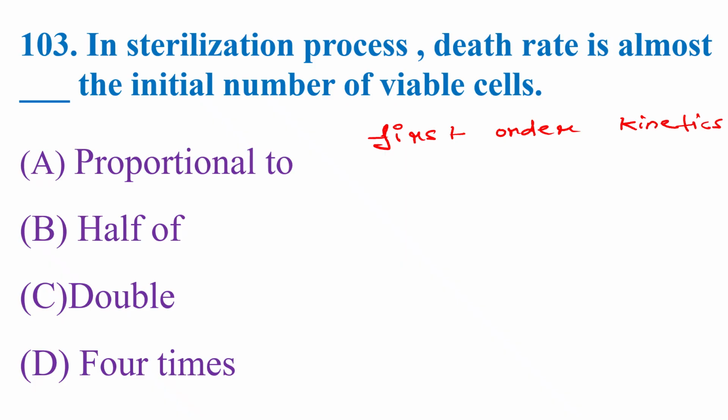This means that death rate is directly proportional to the number of viable cells which are present. It implies that more the initial cells, the higher death rate will be there, and as the cells decrease, the death rate will also decrease. So this results in logarithmic or exponential decline in the surviving microorganisms. So correct option is A. Half of is not correct, double and 4 times are not correct. So more microbes means faster killing, means a proportional relationship is there.